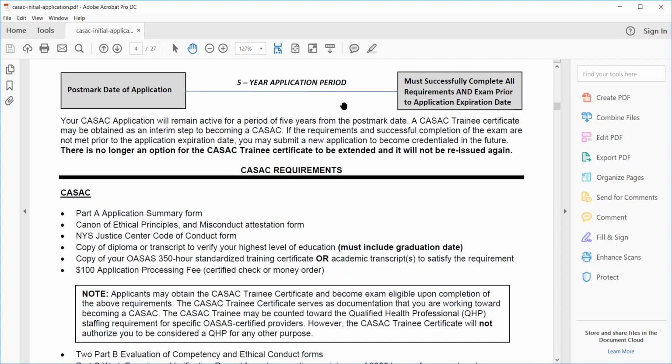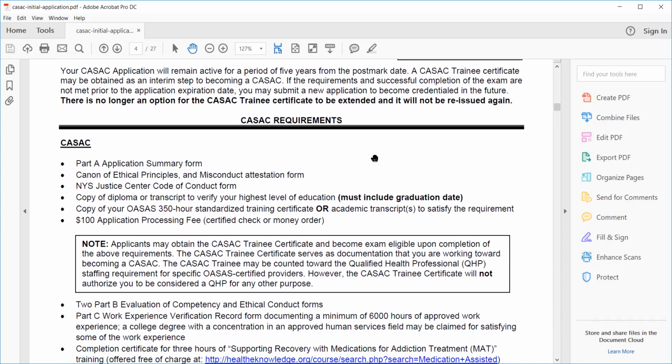You have 5 years to get this done. You can see in bold here, they used to have an extension on those 5 years, but now they've taken that back. So you just have 5 years to get this done. If you run out of time, you have to fill the application in again and start over again.